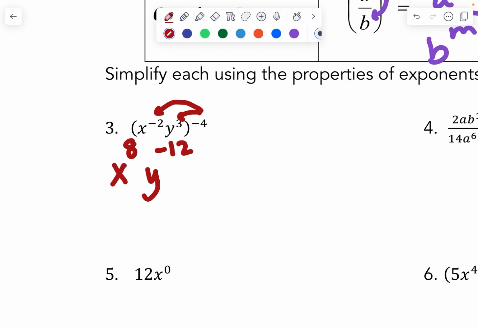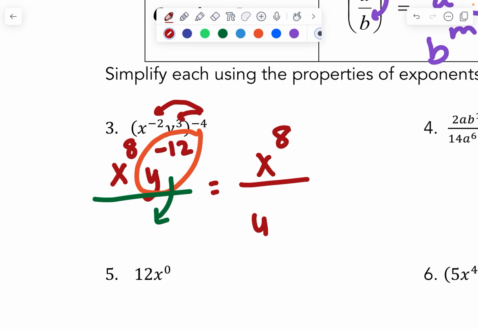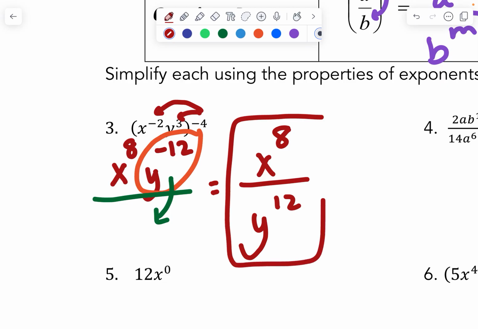Okay, now the problem with this one is you can't have a negative exponent. So you could just think about this as a fraction, and to fix that, you move the negative exponent down. So the x to the 8th stays where it is, but the y to the 12th goes to the bottom. Okay, you don't move the x to the 8th because that's positive.